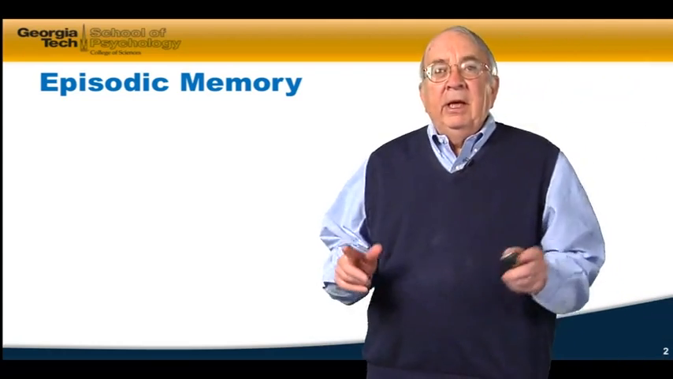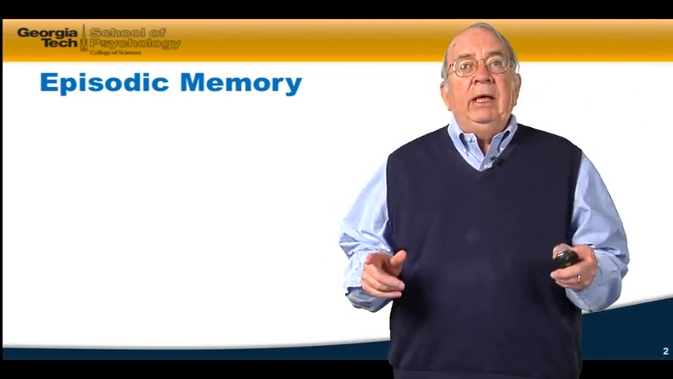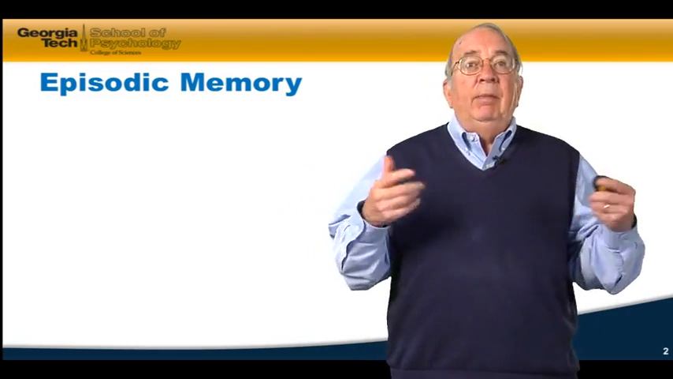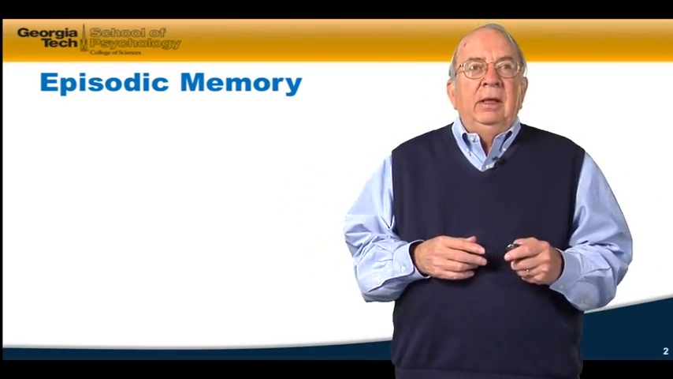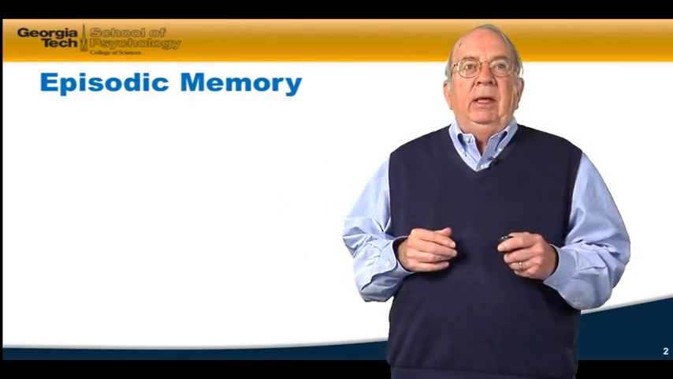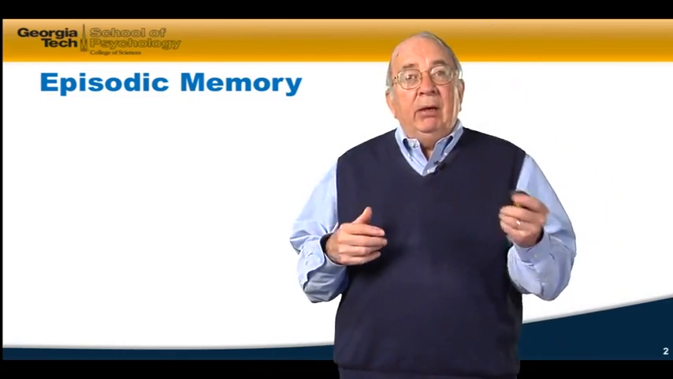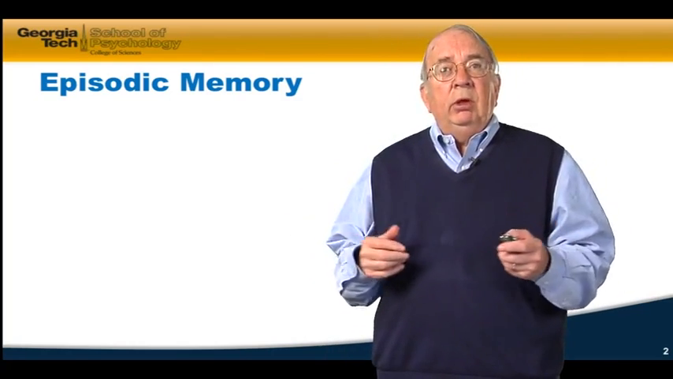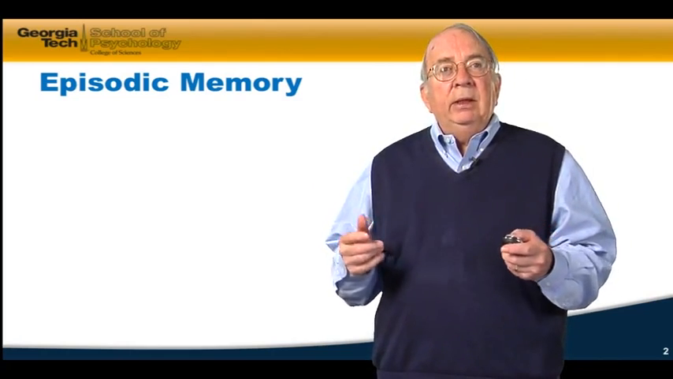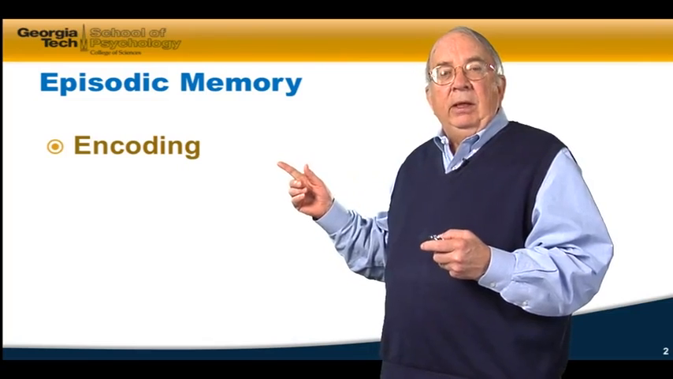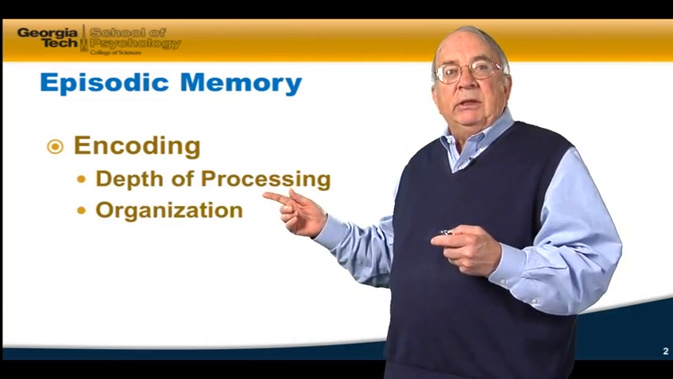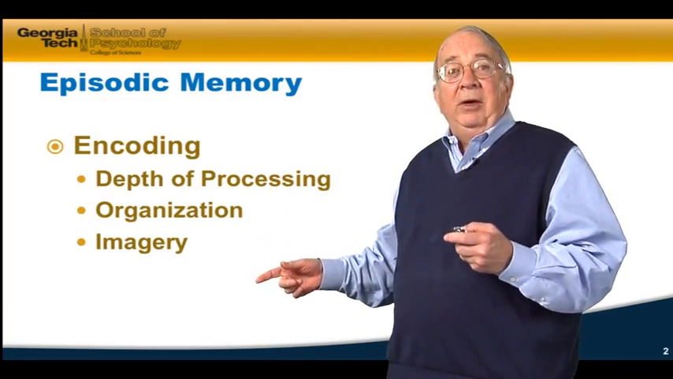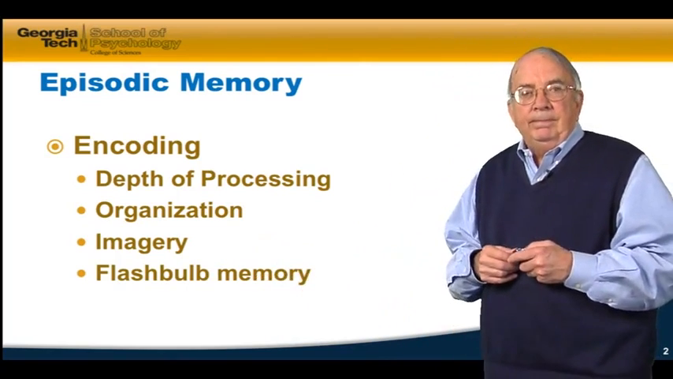Hello. Today we're going to talk about encoding and forgetting from episodic memory, the ability to retrieve things from our past experiences. Now, when you encode something into episodic memory, there are things you can do to have better encoding, or there are things you can do to have poorer encoding, and that's what we're going to look at. For better encoding, we have depth of processing, organization, imagery, and we'll talk about some really good encoding, the so-called flashbulb memory.